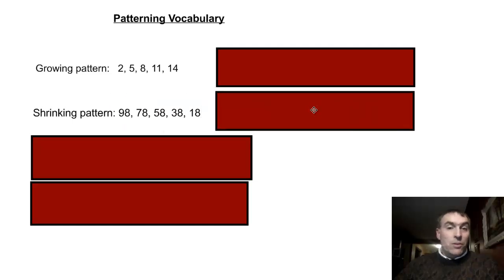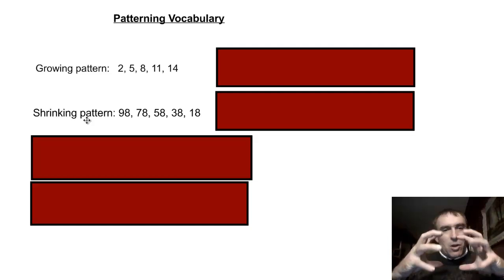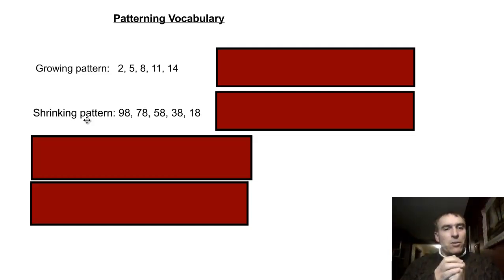Another one is really the opposite of it. It's a shrinking pattern. Everything's becoming smaller. And so this pattern here, we go from 98 to 78 to 58, 38, 18. You can see how it's getting smaller. It's descending, like you're descending the stairs, it's getting smaller. So a shrinking pattern. And can you figure out what it is there? From 98 to 78, 78 to 58, and so on. So see if you can figure that one out.